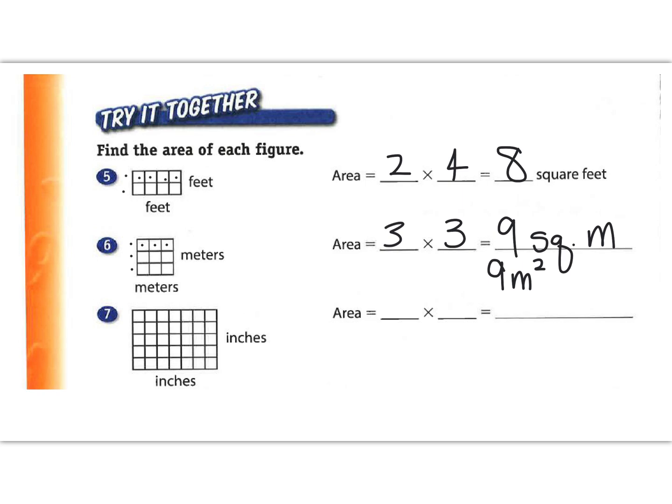All right, last one. Now we're in inches. So we have 1, 2, 3, 4, 5 rows. And in each row, we have 1, 2, 3, 4, 5, 6, 7. 5 times 7 is 35 inches squared, because each little square is a square inch.